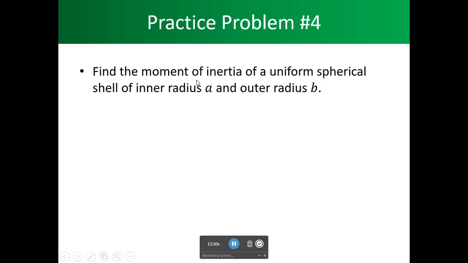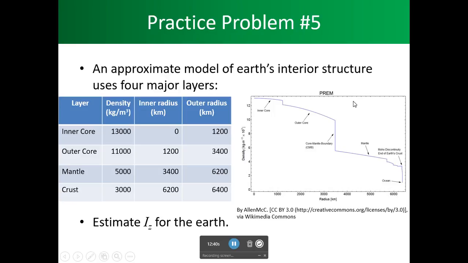Practice problem 4. Find the moment of inertia of a uniform spherical shell of inner radius A and outer radius B. And the final problem: an approximate model of the Earth's interior structure uses 4 major layers. Estimate the moment of inertia about the z-axis for the Earth.